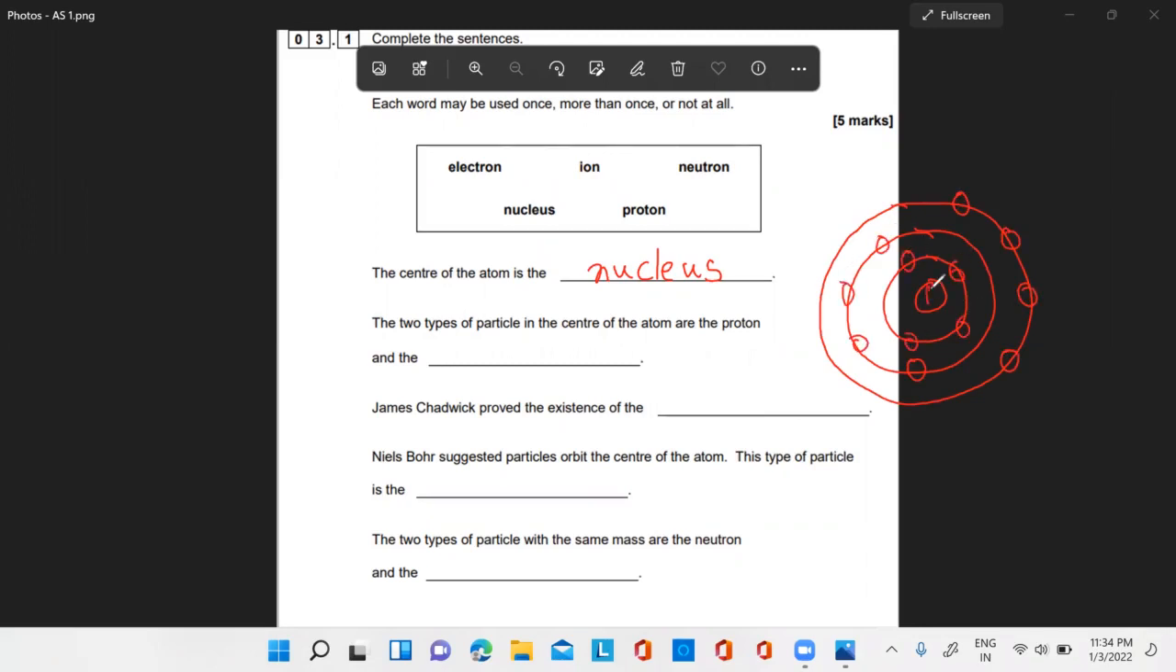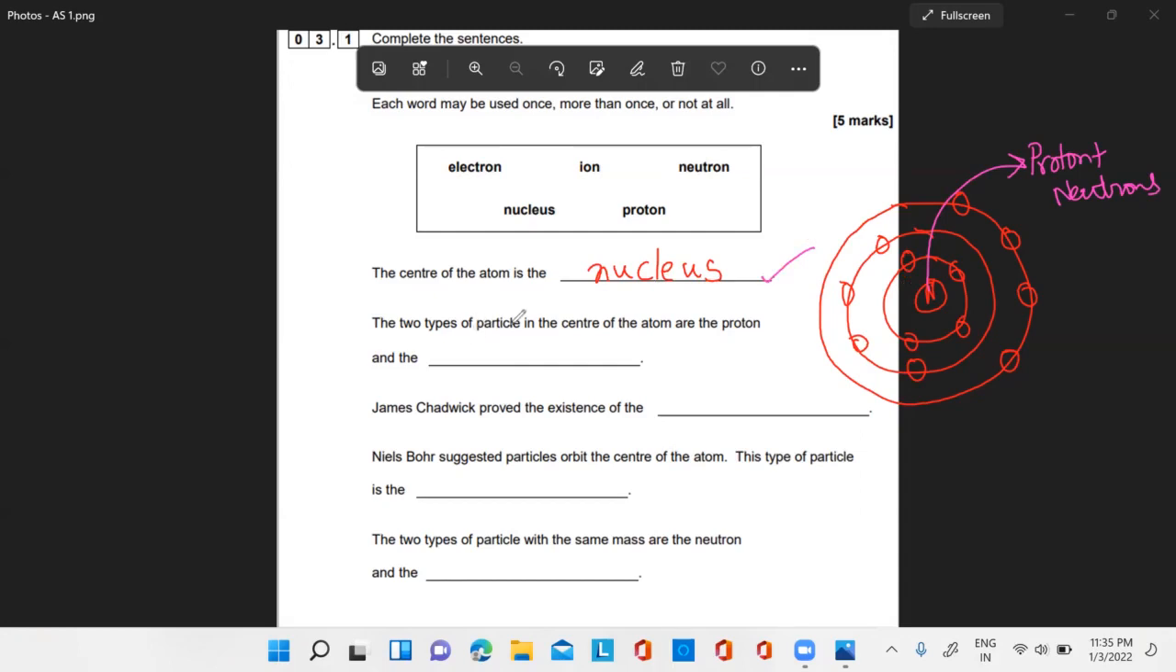So this is called my nucleus, and the nucleus contains my protons and neutrons. The electrons keep on rotating and the protons and the neutrons, which form the nucleus, are present. So for that reason, the center of the atom is called the nucleus. Now let's go to the next one.